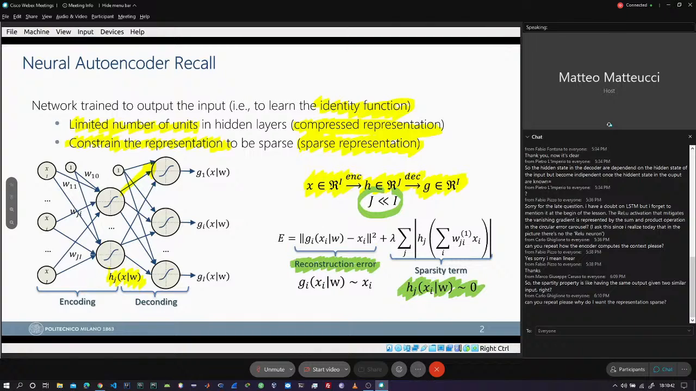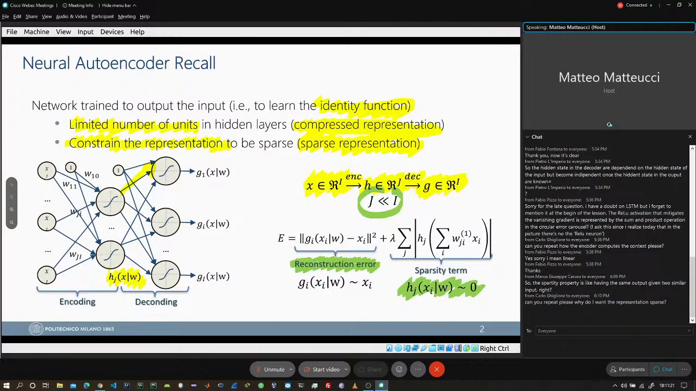Question: why do I want the representation sparse? Because first of all, sparse terms are orthogonal terms. It is more likely that sparse vectors are orthogonal to each other. If they are orthogonal to each other, it means that they represent different characteristics of the input, and they sort of represent orthogonal vectors, orthogonal bases, upon which the original data are reconstructed.